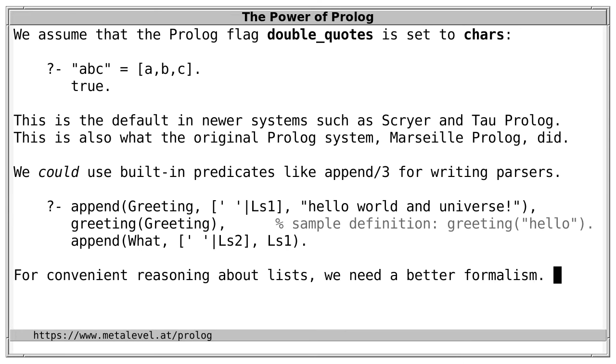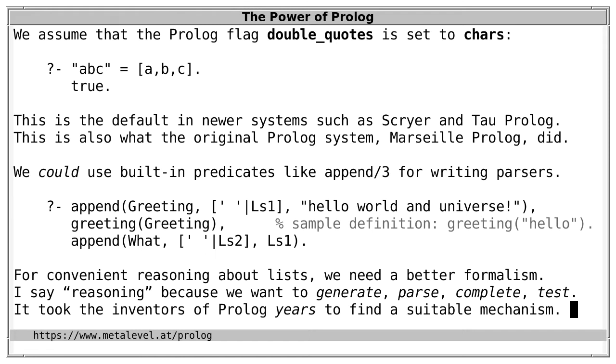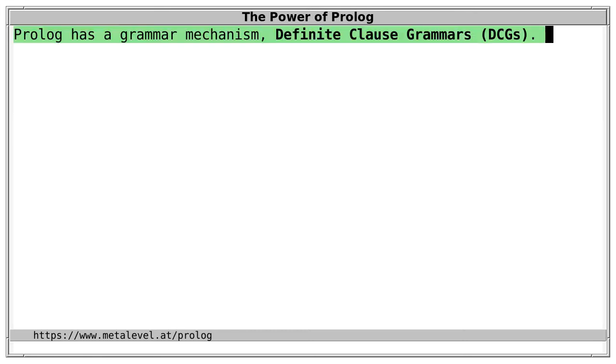So what we'd like is a better formalism to reason about lists and strings in particular as a specific kind of lists. And I say reasoning because we want to generate, parse, complete, and test lists. That is, we want to use logic programs to their full potential as executable specifications that work in all usage modes. And finding such a formalism is not easy. In fact, it took the inventors of Prolog years to find it. But now it's here. Virtually all Prolog systems ship with a built-in grammar mechanism, definite clause grammars, DCGs.